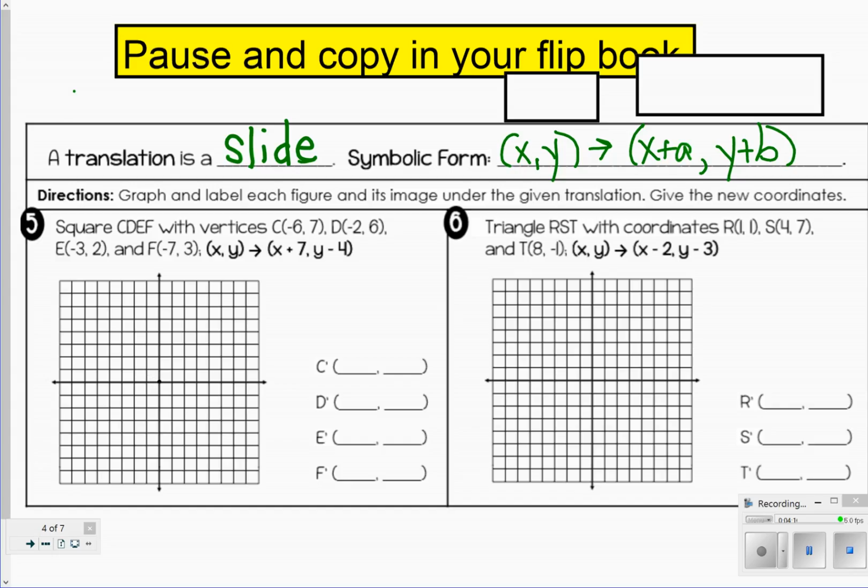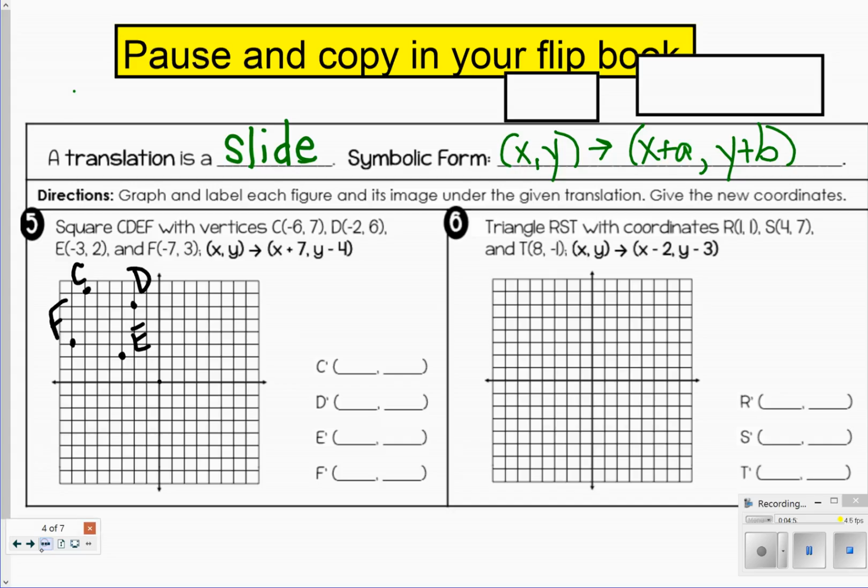So if we always start at the origin and we go -6: 1, 2, 3, 4, 5, 6, and up 7 because it's positive: 1, 2, 3, 4, 5, 6, 7. So here we have C, and then we have D is (-2, 6): 2, and 1, 2, 3, 4, 5, 6. This is D, and we have E, which is (-3, 2): -3 and up 2. That's E. And then we have F, which is (-7, 3): 1, 2, 3. Okay, so now we have a square.